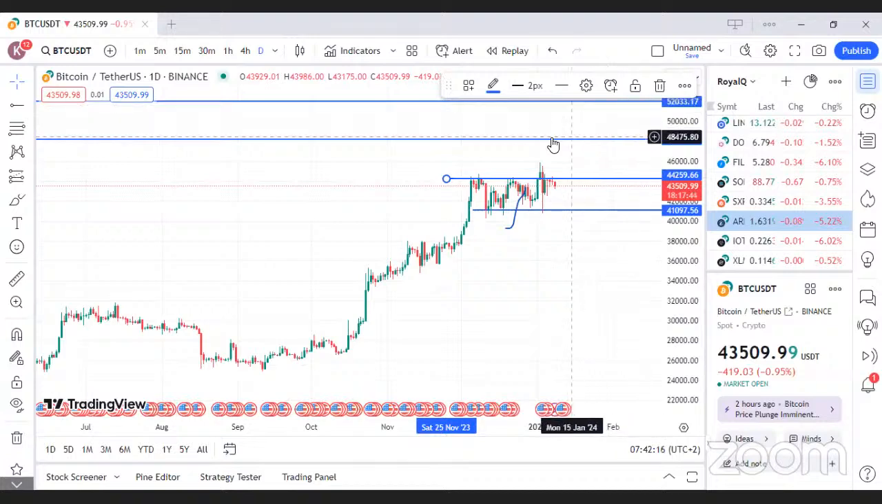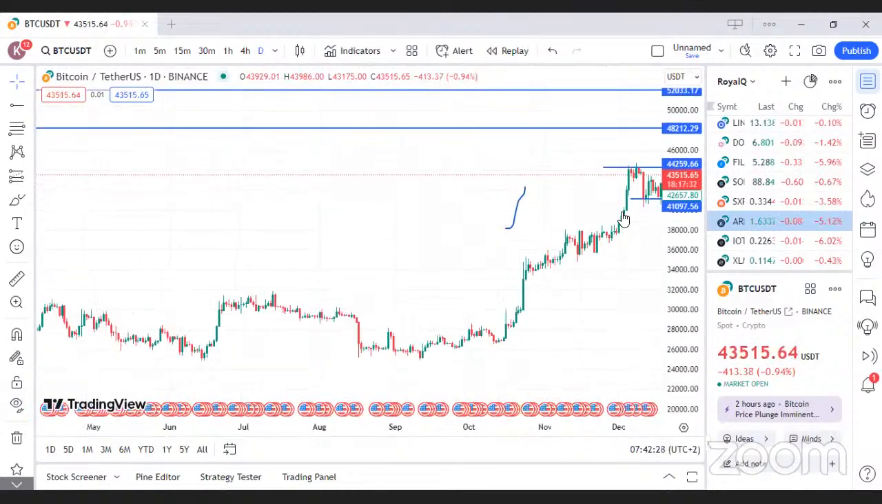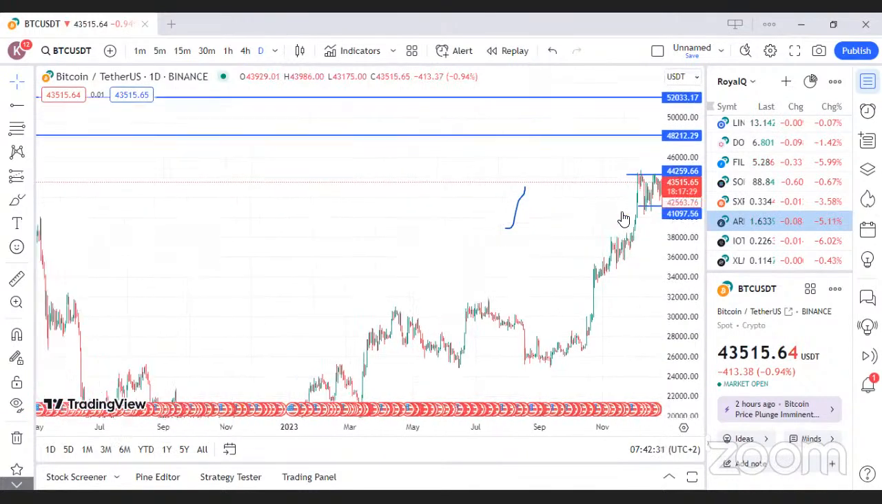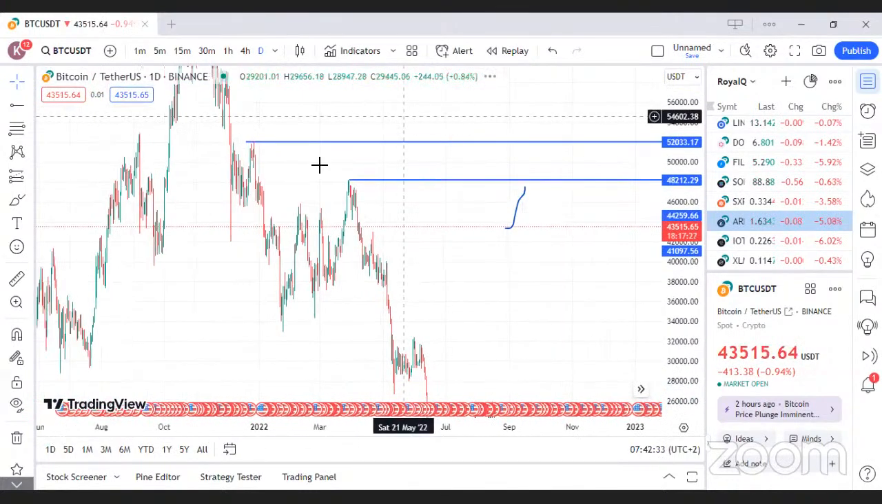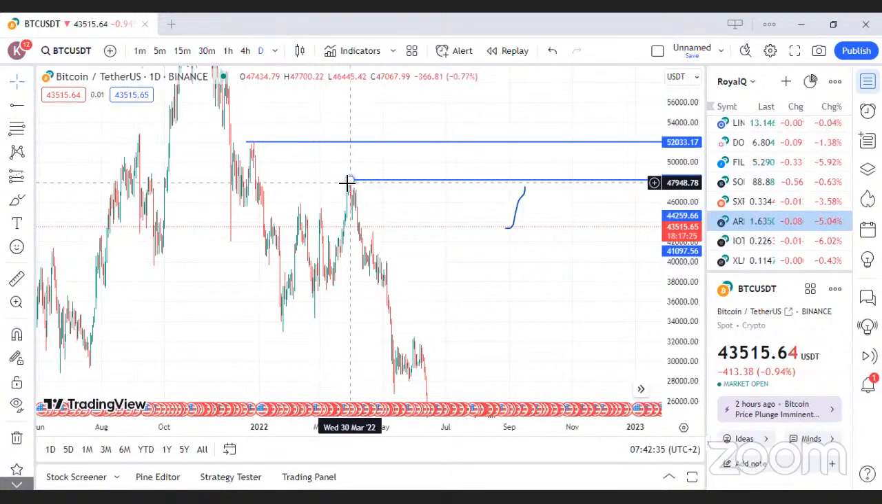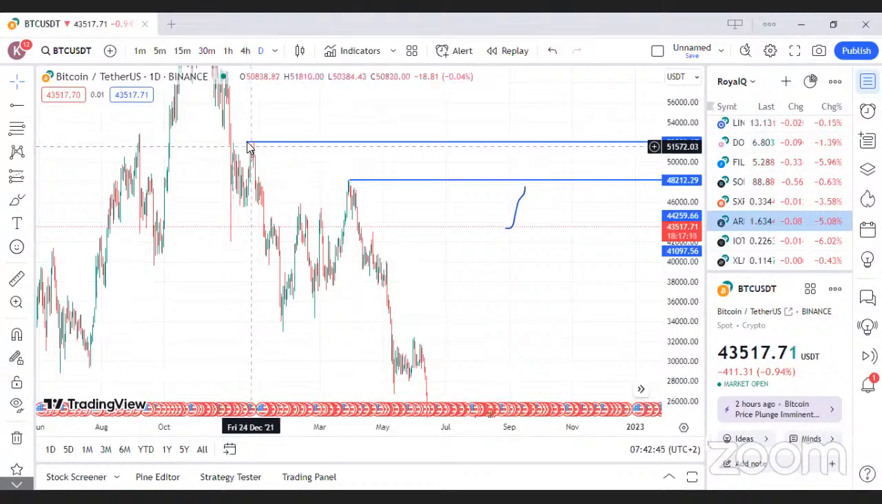Why 50? Because institutions usually get in at these areas. So once they confirm at 48, they could buy more up around $50,000. If at all it goes to this high here of 50, this last happened here. This was in March 2022. And this was in December 2021. Those are the two areas.